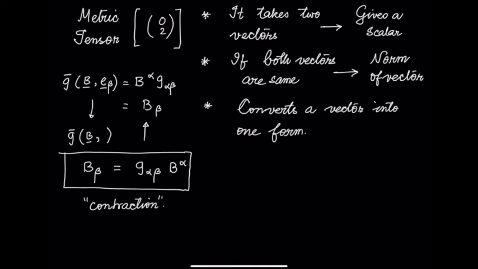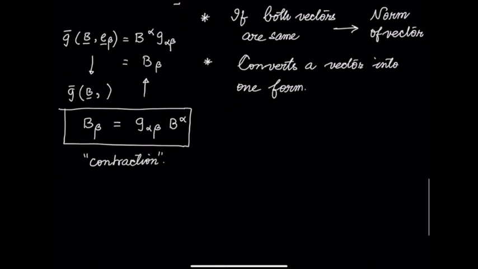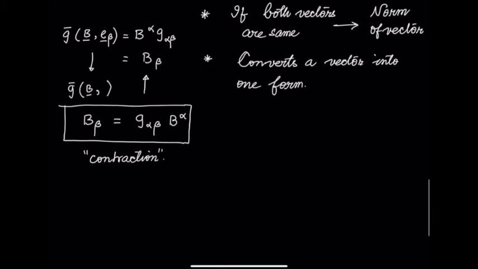So I'll just keep the name here. In terms of the index, which is sometimes very useful to keep our calculations correct, this is a lowering operation. I had the index upstairs as B alpha, and then using the metric I bring that index downstairs. So that's why it is sometimes also called a lowering operation.